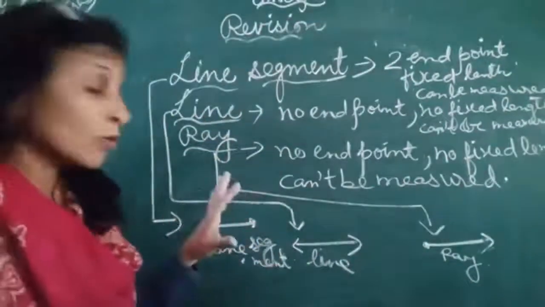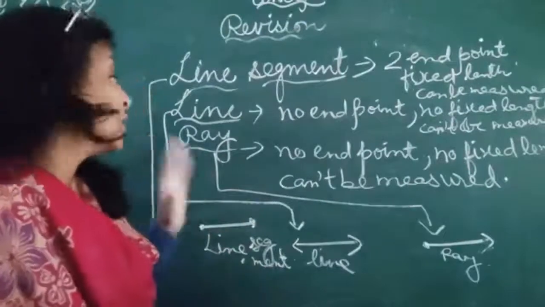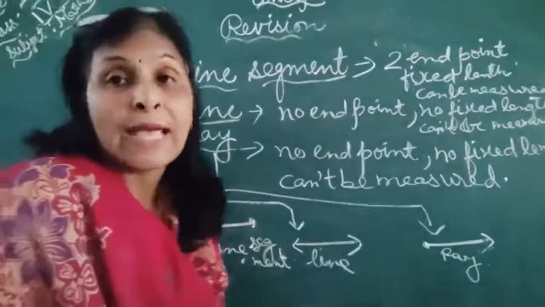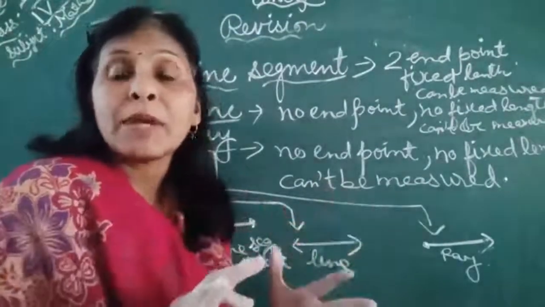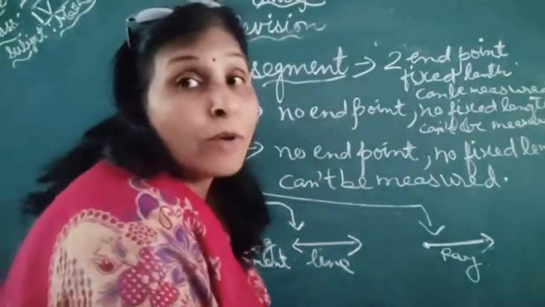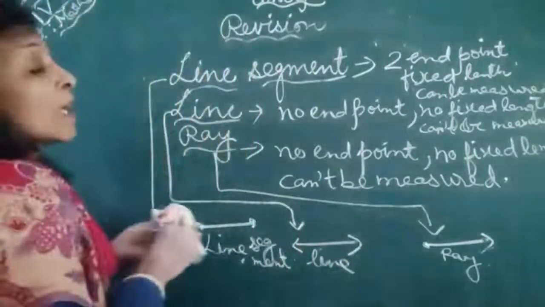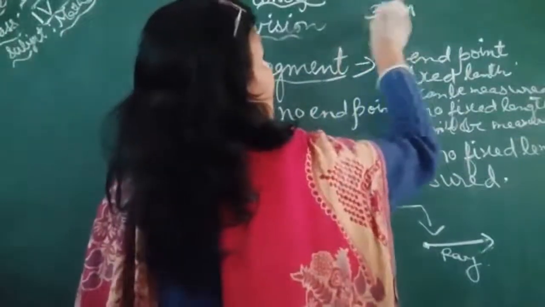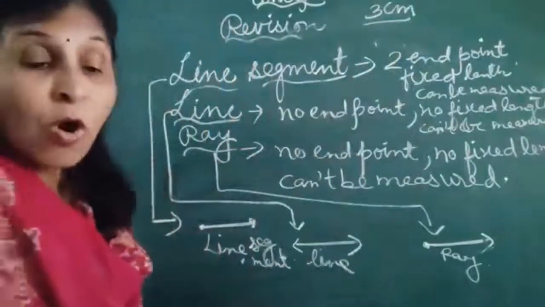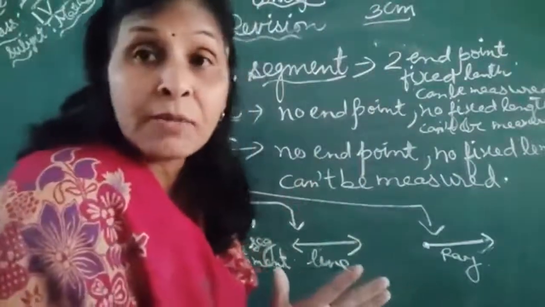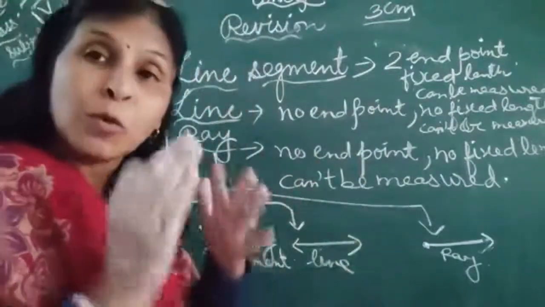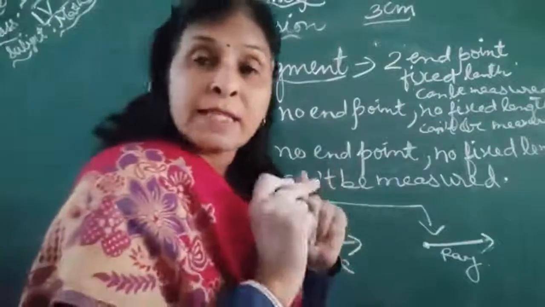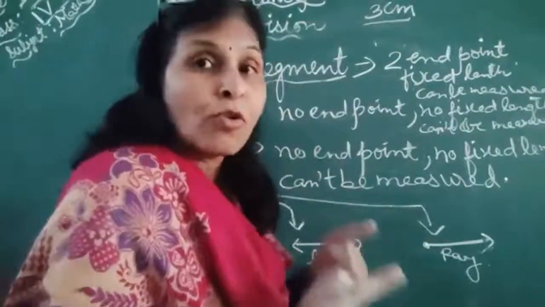Now you know how we draw and measure the line segment. If suppose given 3 centimeter, then how we draw the line of 3 centimeter with the help of the ruler. With the help of the scale we will draw a line of 3 centimeter.